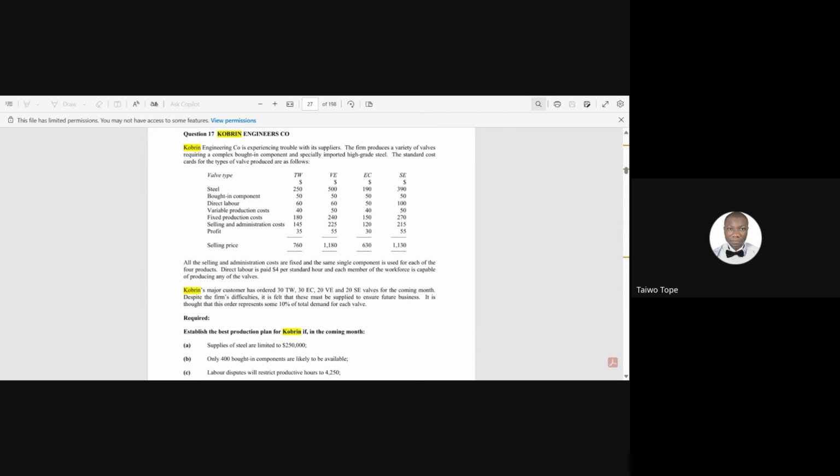For VE, you are using the same single component. So 50 times 1 is also 50. It means the price you are paying to get one component is 50. For EC, 50 times 1 is 50. For SE, 50 times 1 is 50.